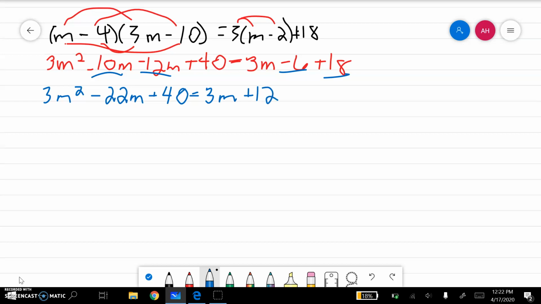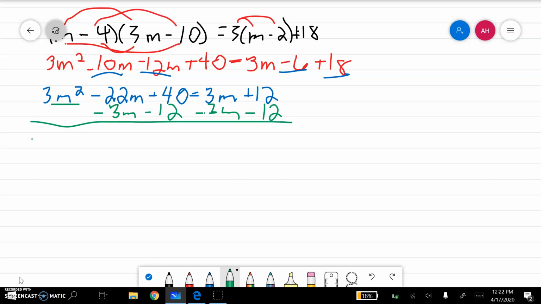Next thing you need to do, because this has the m squared in it, you need to get everything to that side so that you can factor or use the quadratic formula now that we know that. So subtract 3m and subtract 12. So we get 3m squared minus 25m plus 28 is equal to 0 now.